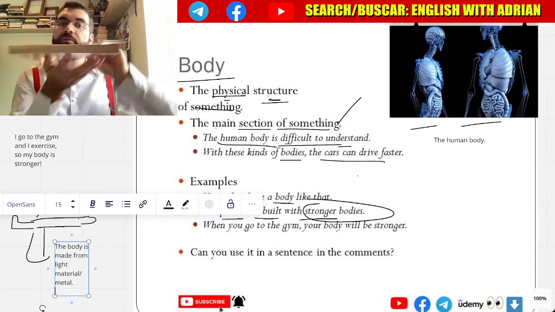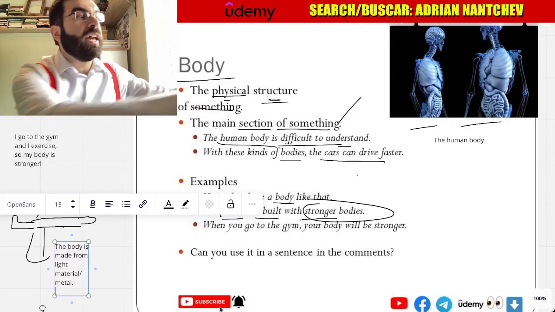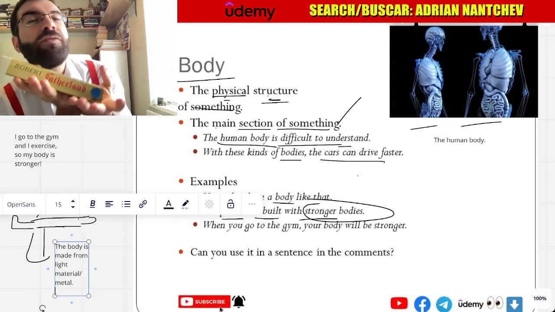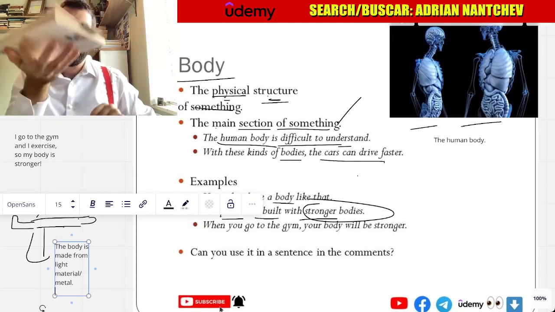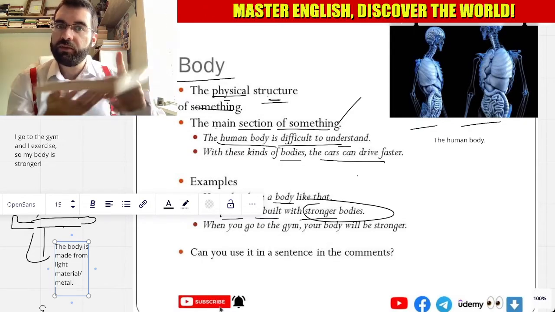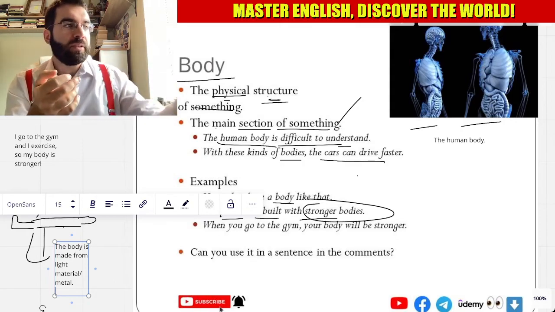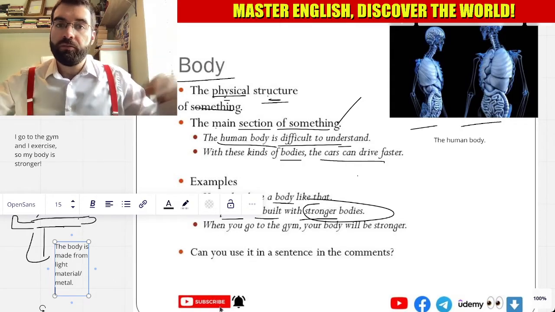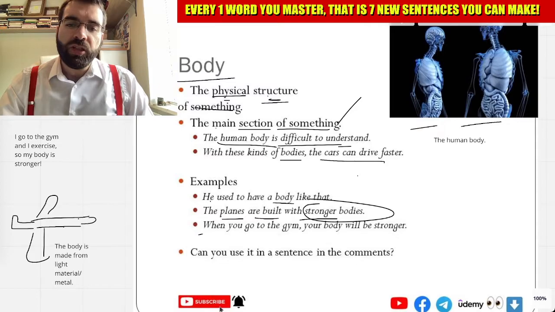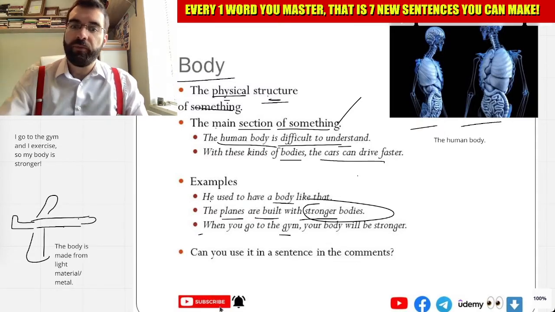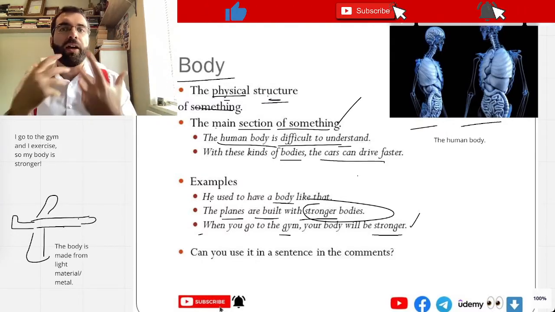Yeah, light. Very light. Unlike say heavy. Heavy. Whoa. Heavy, but light. So the body is made of light metal or a light material, say plastic, aluminium, metal, and beyond. When you go to the gym, your body will be stronger, healthier.